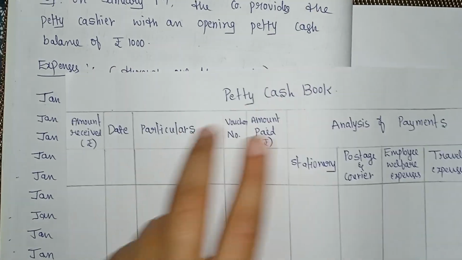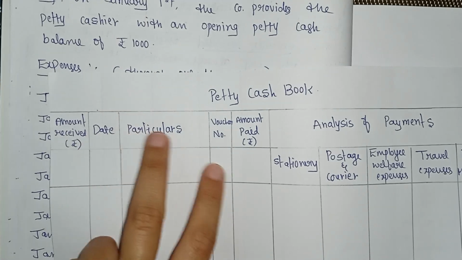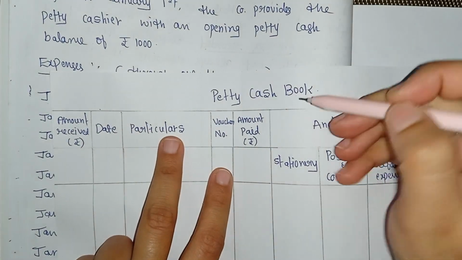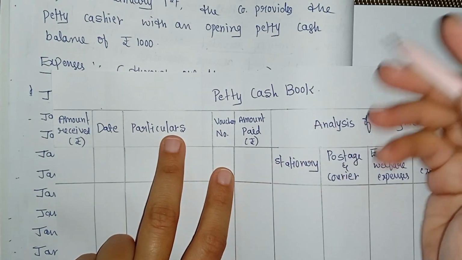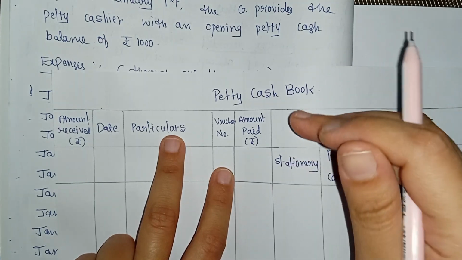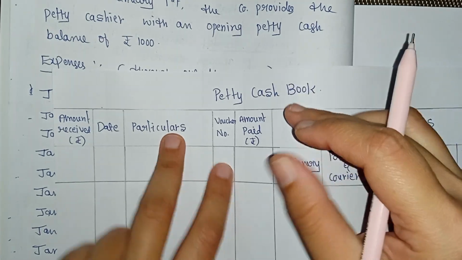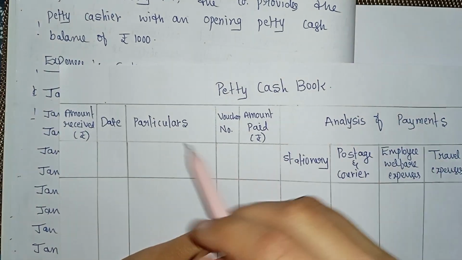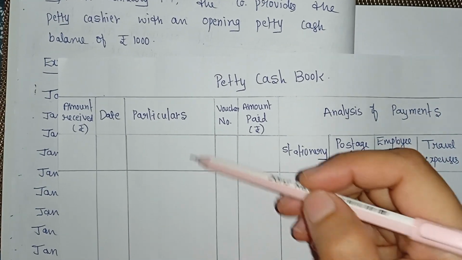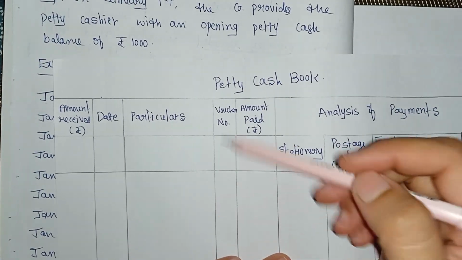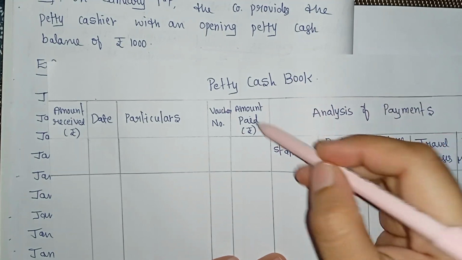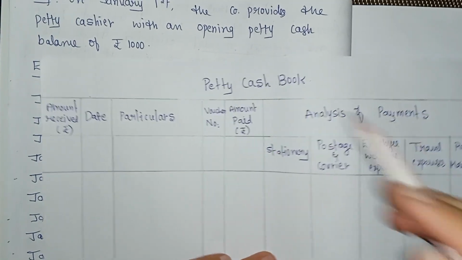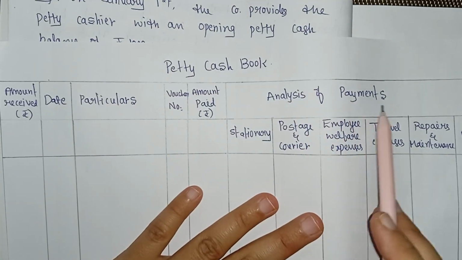See here the format of petty cash book. First one, amount received, date, particulars. In petty cash book there is only one column, but in the cash book there are two columns. One is for receipt and another one for payment. But here there is only one column that will come in the petty cash book. And here, total amount paid, voucher number, and analysis of payment.